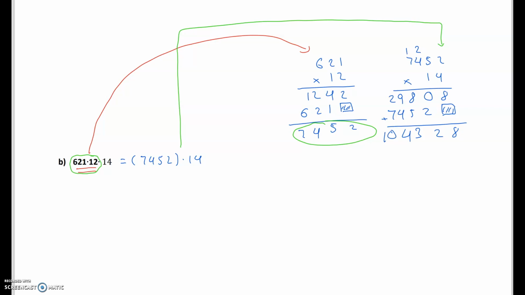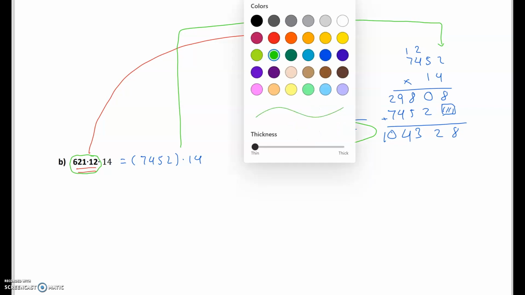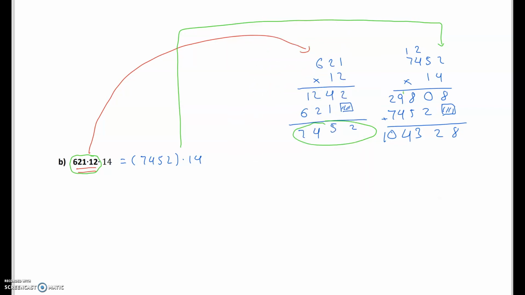And let me check the sum. So 8, that's a 2, 13, you carry 1. Let me just write the one that we carried. So 9 and 1 is 10 and 4 is 14. You carry another one. So 7, 8, 9, and 1, 10. Okay, so our final answer is 10, 43, 28.